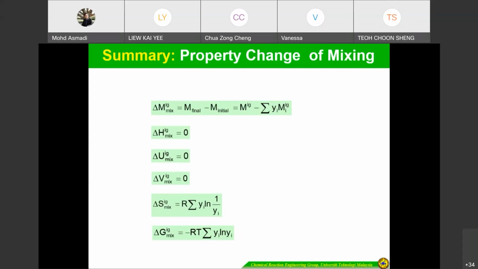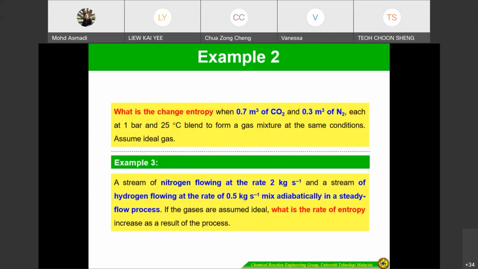Okay, let's do example two. What is the entropy change when 0.7 cubic meter of CO2 and 0.3 cubic meter of nitrogen, each at 1 bar and 25 degrees C, blend to form a gas mixture at the same condition? Assume ideal gas.